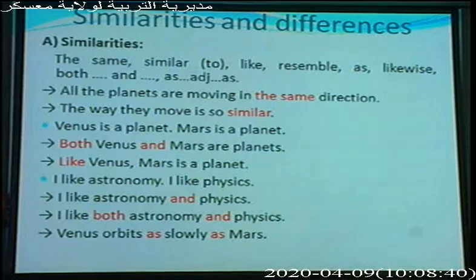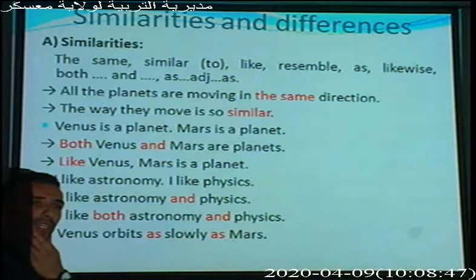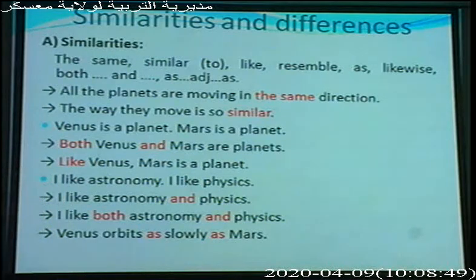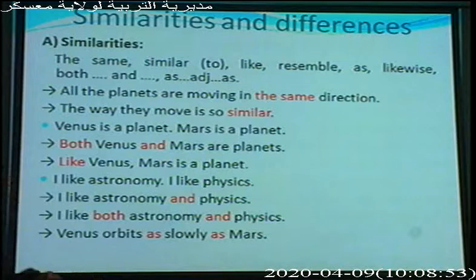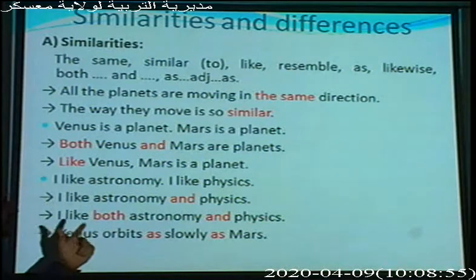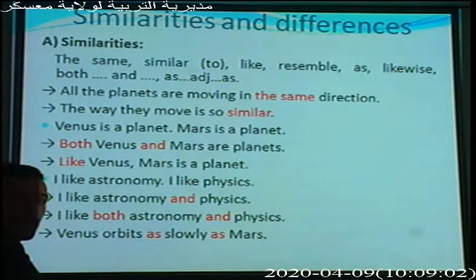Now, let's move on to similarities and differences. Similarities. When two things are similar, we can express similarity by using one of the following words: the same, similar to, like, resemble, as, likewise, both and, and as adjective as, that we have seen before.